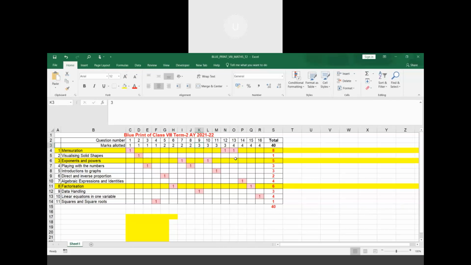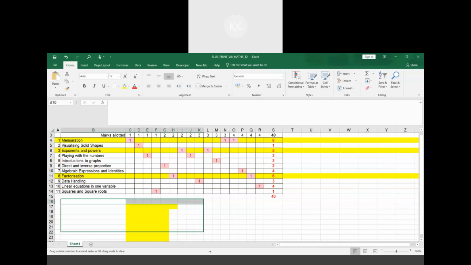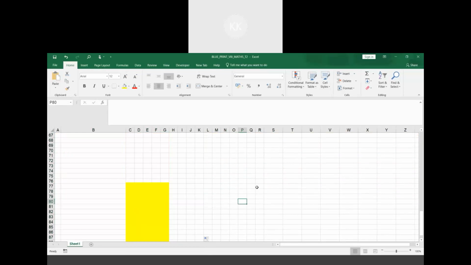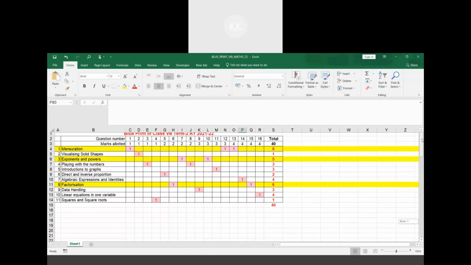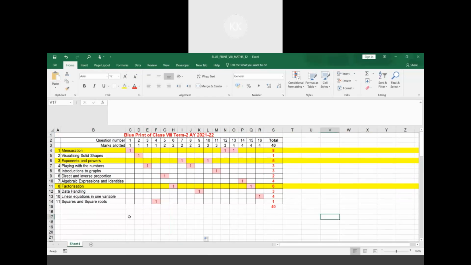Introduction to graphs. Since this chapter was easy, I have taken only 3 marks from this chapter. In squares and square roots, there is only 1 mark. Because it was related to the first term, I thought to give only one question from there. Not so difficult ones, maybe related to properties. Direct and inverse proportion, recently you wrote the examination. One 2 marks question I have given.